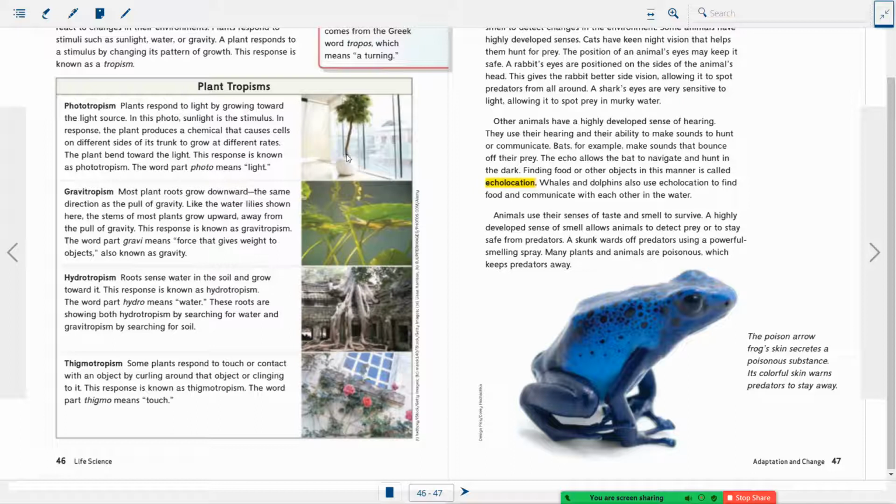So if you look at the picture, you can see that the plant is leaning towards the window where the light is coming through. It's not growing straight up anymore. It's leaning towards the right. Gravitropism. Most plant roots grow downwards, the same direction as the pull of gravity. Like the water lilies shown here, the stems of most plants grow upward, away from the pull of gravity. This response is known as gravitropism. The word part gravi means the force that gives weight to objects, also known as gravity.